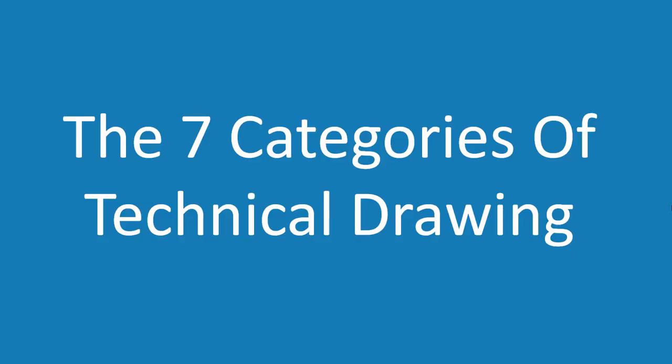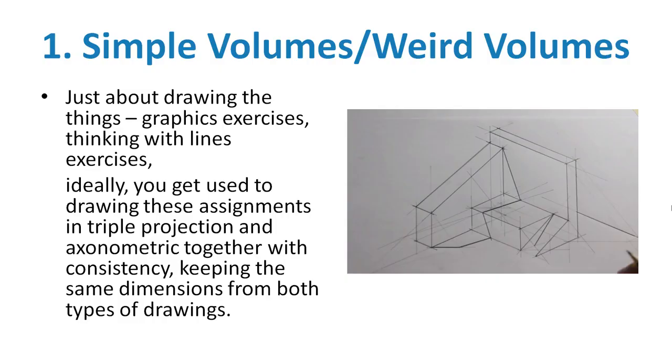Okay, let's talk about the 7 categories of technical drawing. So, number 1, simple volumes, weird volumes. Basically you'll just draw stuff that looks weird. Different planes, different elements that leave cast shadows, or they don't, etc. You just need to get used to drawing them. There's no problem solving involved.